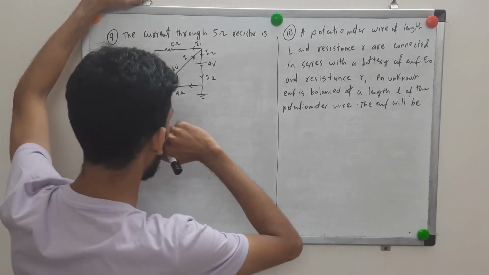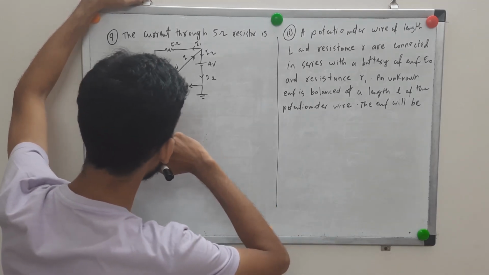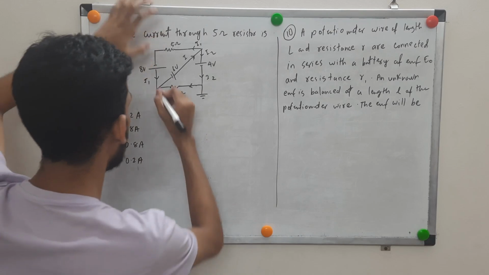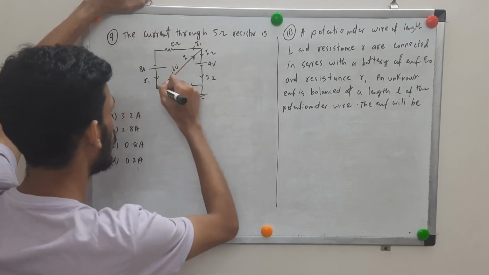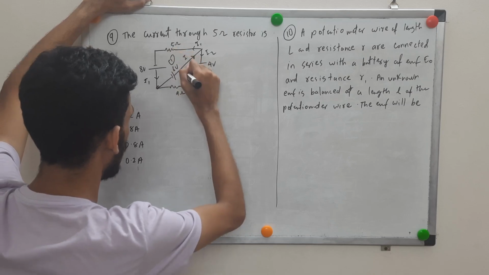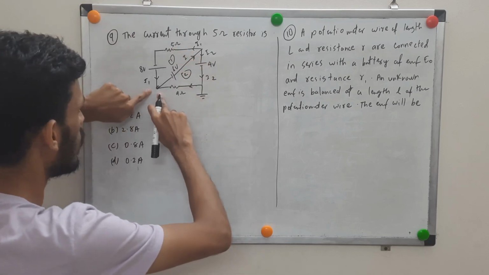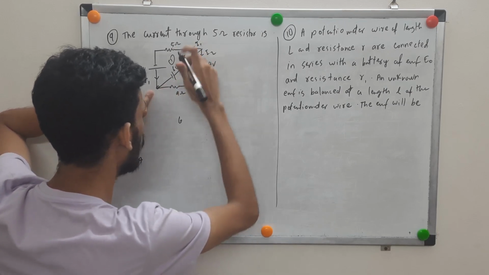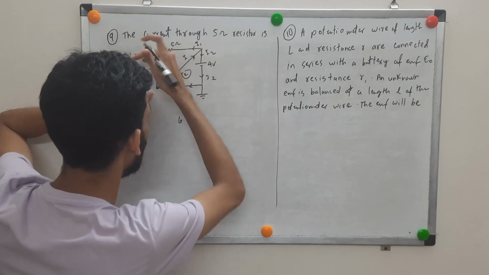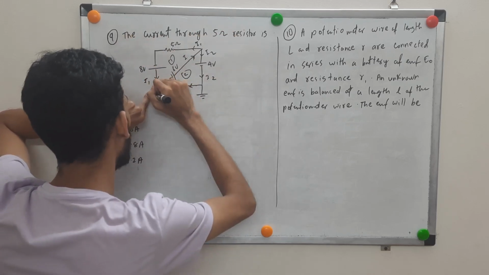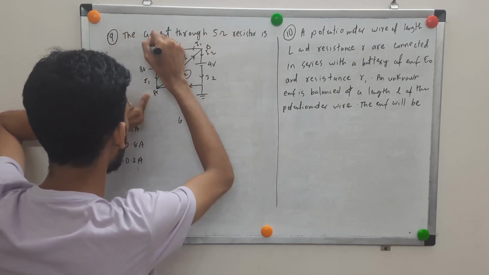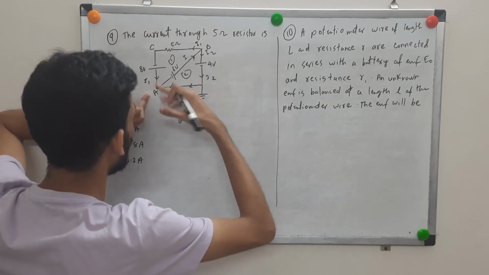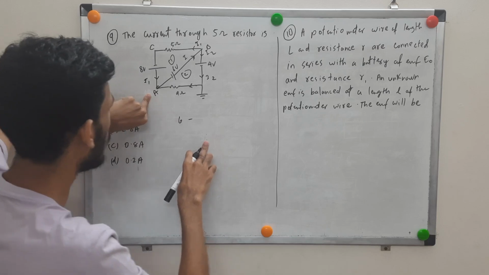So let us find that. First of all, let us start from here. We'll consider one loop, this one and this loop. We'll start from here. So 6 volts, then we have minus. Now we are moving. Let's say this is A, B, C. Only one loop will be enough, I guess.